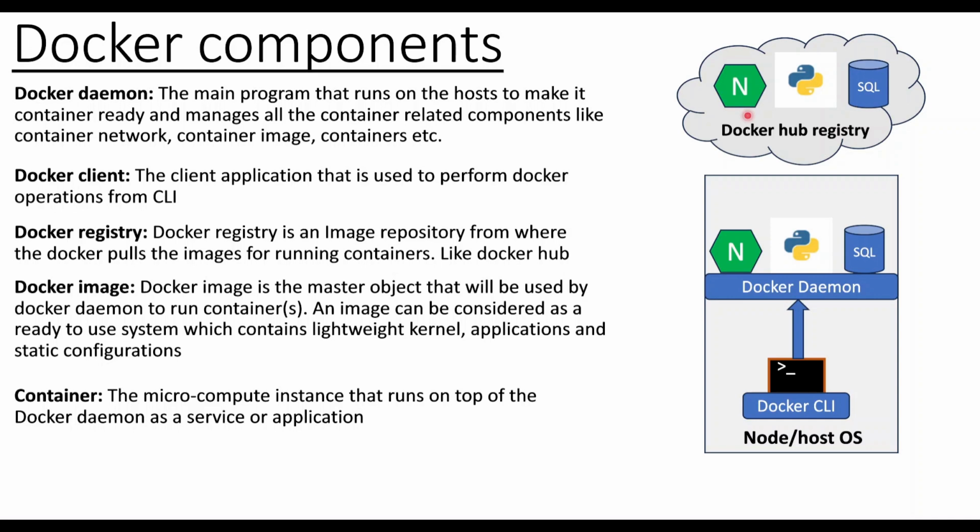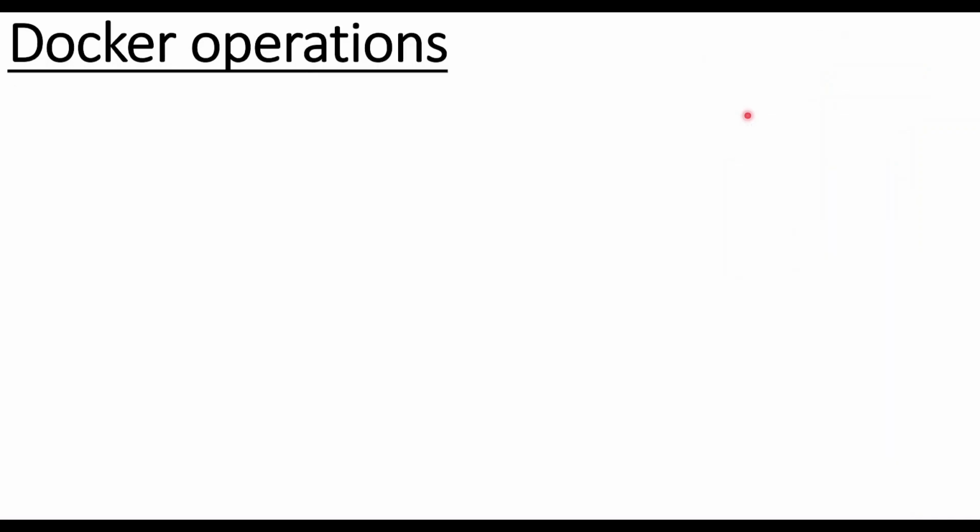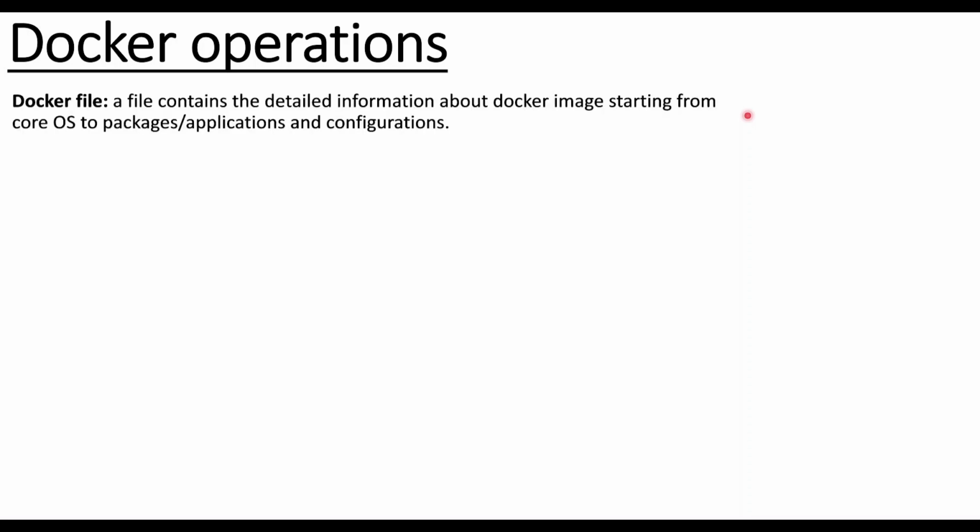Now let's try to understand the Docker operations. In order to utilize the Dockerized environment, we need to perform multiple operations and functions. Let's try to understand all those operations and functions here. The first and most important function that is required for an operator to work is Docker file. A Docker file contains the detailed information about the Docker image, starting from core OS to packages, applications, and configurations. That means the Docker file is going to be the source of truth for all the components and configurations that are defined in a Docker image.